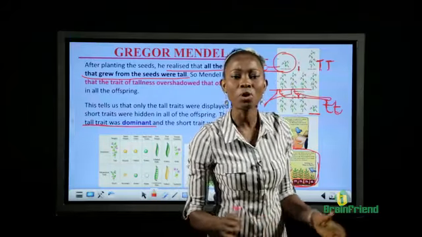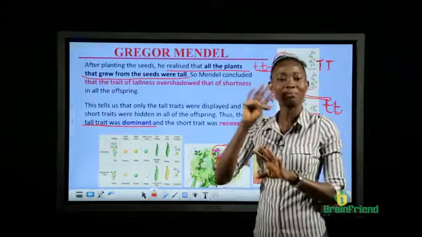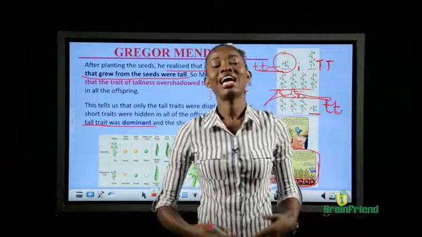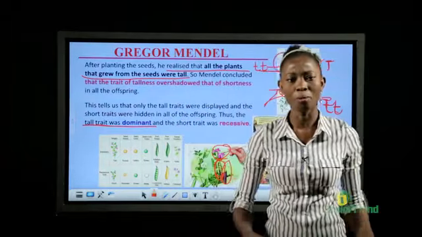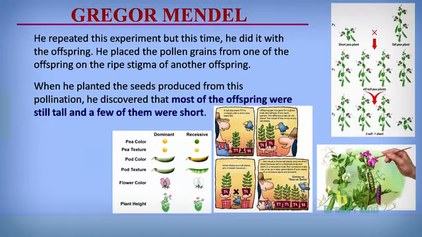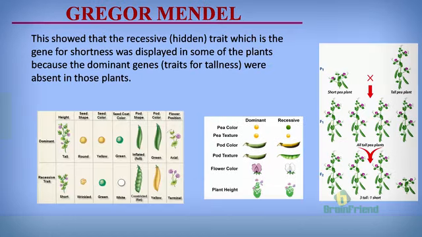So Gregor Mendel revealed all of this science, all of this mechanism to us, and today we can boldly talk about genes and how they are inherited from parents to offspring. We can talk about recessive genes, and we can also talk about dominant genes because of the works of Gregor Mendel. So we can see that recessive genes, which are the hidden genes, which is the gene for shortness, was displayed in some of his pea plants because the dominant gene in those plants was absent.